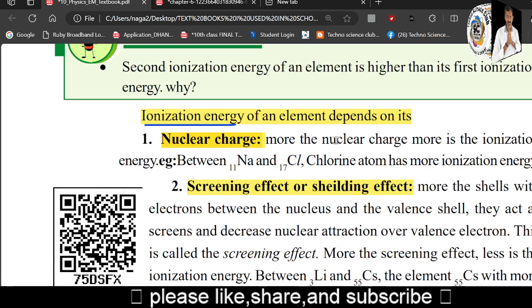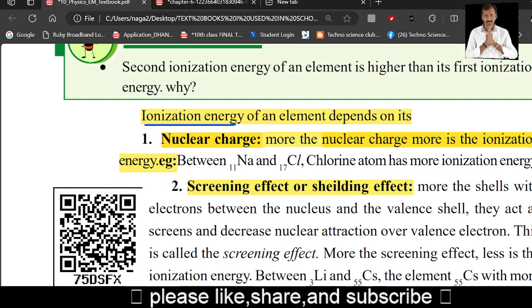If the nuclear charge is more, the ionization energy is also more. More nuclear charge, more ionization energy. Why? Because with more nuclear charge, there is more attraction between the nucleus and the electrons. The electrons are attracted by the nucleus very strongly. The nucleus takes care of the electrons very effectively.